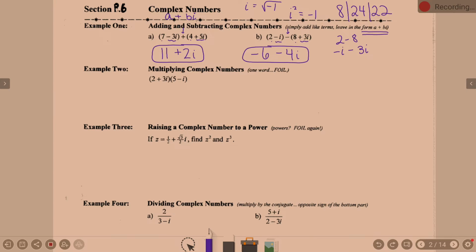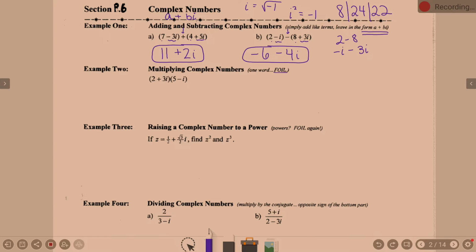Okay. Example 2. We added, we subtracted. Now we need to multiply. So adding and subtracting, there was a plus or minus sign in between the parentheses. We were adding and subtracting like terms. Multiplying, it's parentheses times parentheses.